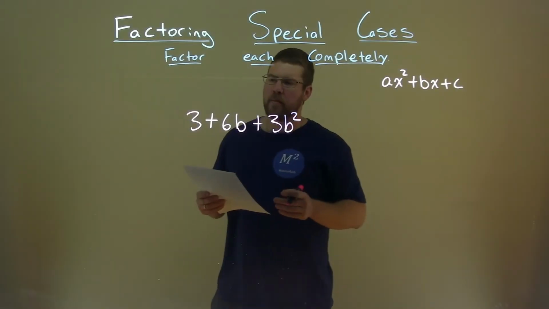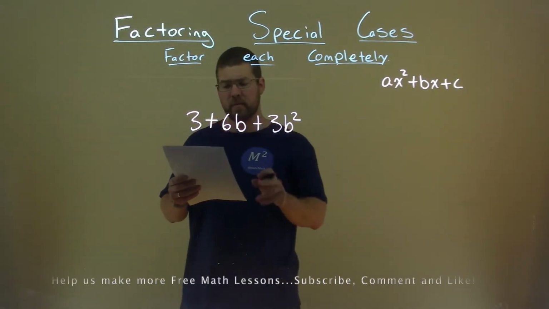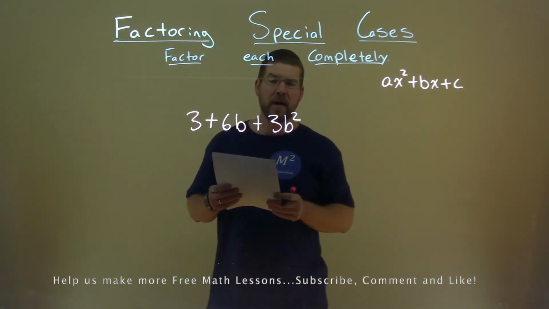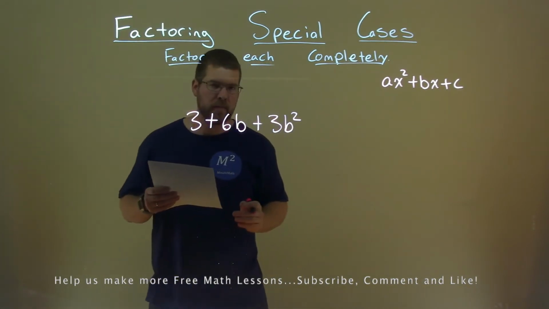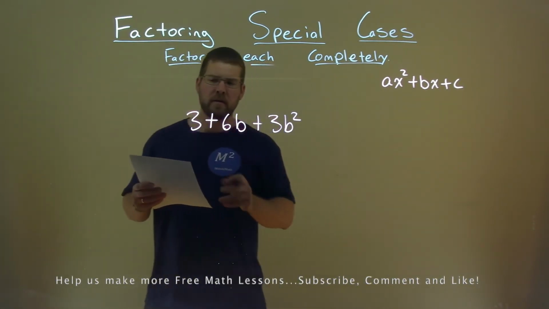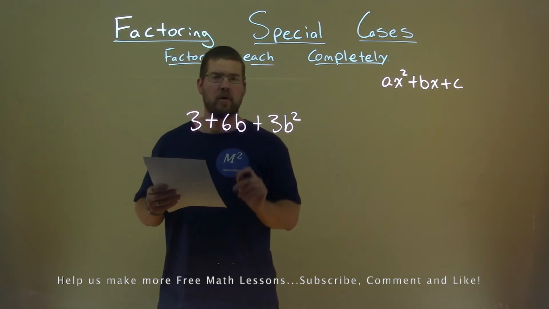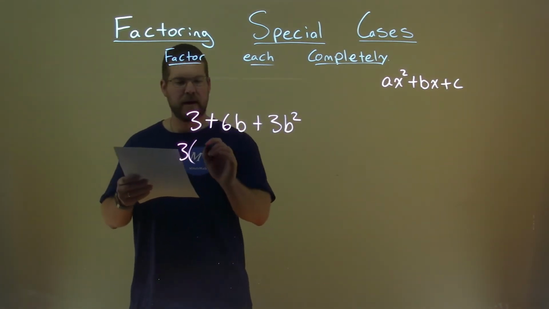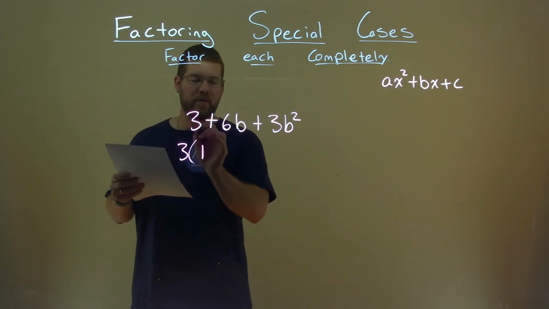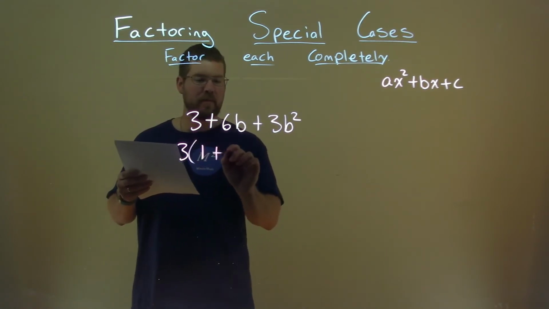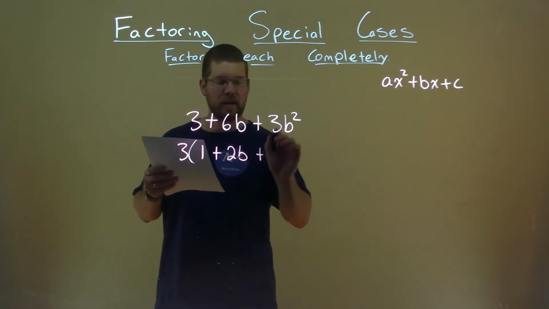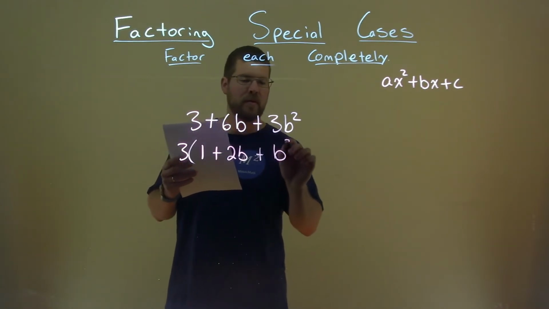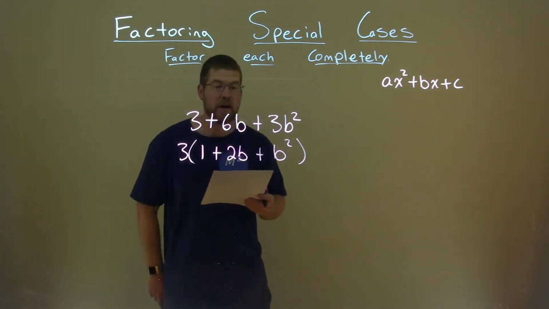We're given this problem right here: 3 plus 6b plus 3b squared, and we need to factor this completely. Before I dive right in, I'm noticing that 3 goes into all 3 parts. So I can pull a 3 out here and make it a little easier to look at. Pull a 3 out of 3, we get a 1. This becomes a 2b from the 6, and the 3b squared becomes just b squared. A little easier to factor now.